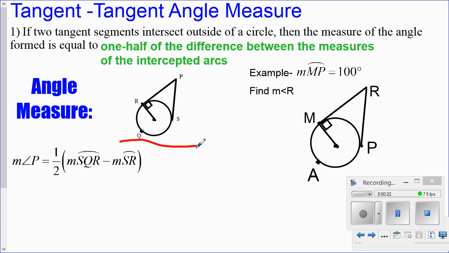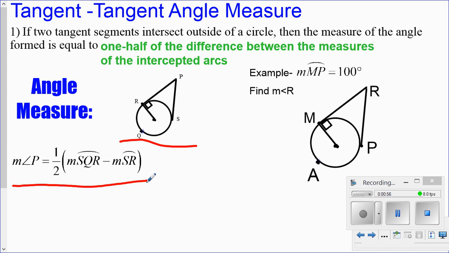So if you have two tangents that intersect outside of a circle, then the measure of the angle formed is equal to 1/2 of the difference between the measures of the intercepted arcs. So you'll notice when you look at this formula that it is almost identical to the secant formula that we looked at. And that was also two different secants intersecting outside of the circle.